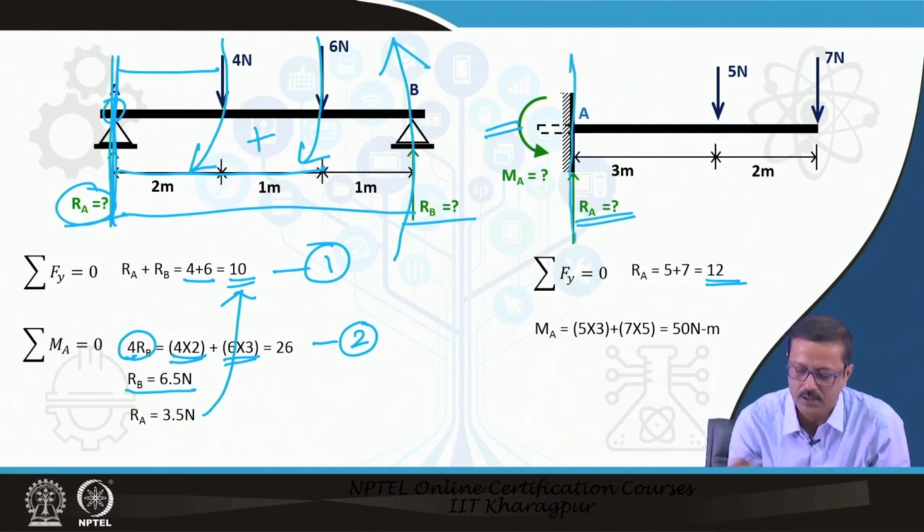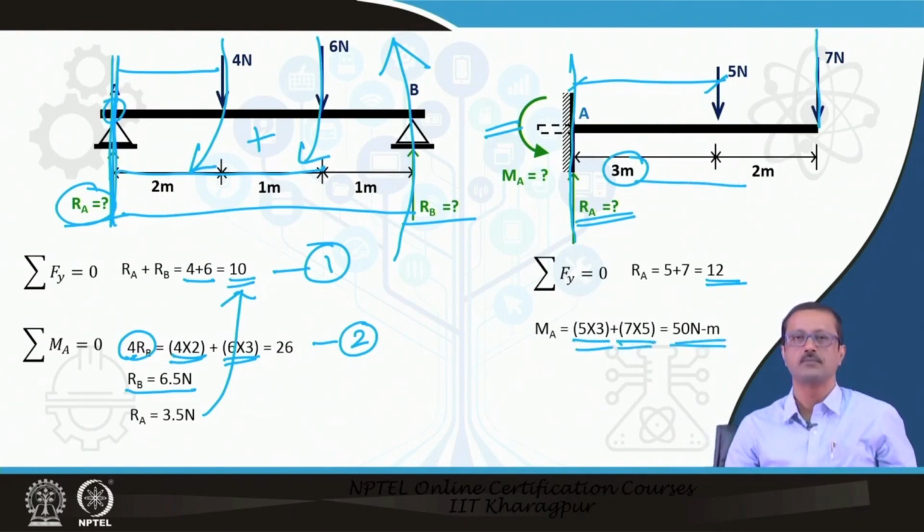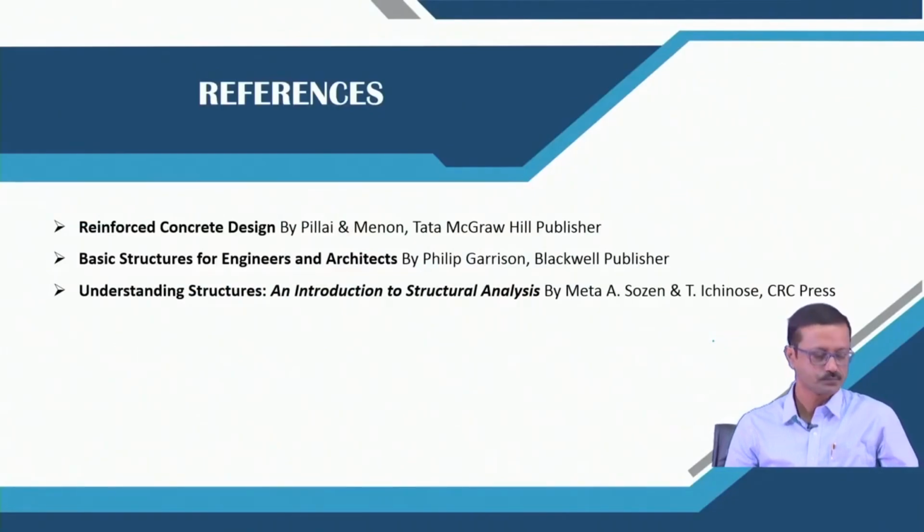And how do we find the M A? This R A is passing through this point, so there is no question of a moment generated by R A. The first moment is 5 into 3, and the second moment due to the 7 is 7 into 5. If you add those, it will be 50 Newton meter.